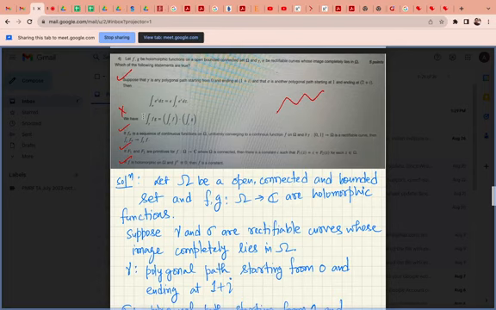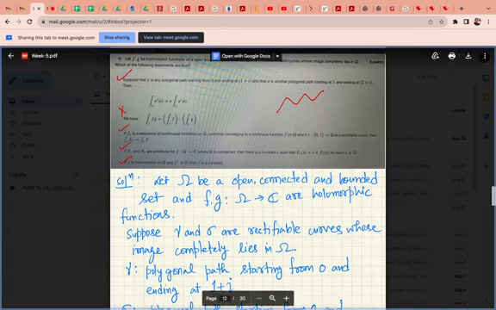Yeah, let us look at this problem. Let f, g be holomorphic functions on an open bounded connected set omega, and let gamma and sigma be rectifiable curves whose image completely lies in omega. Then which of the following statements are true? Suppose that gamma is a polygonal path starting from 0 and ending at 1 plus I, and sigma is another polygonal path starting from 1 and ending at 2 plus I. So this is what we mean by polygonal path: you join points by straight lines.